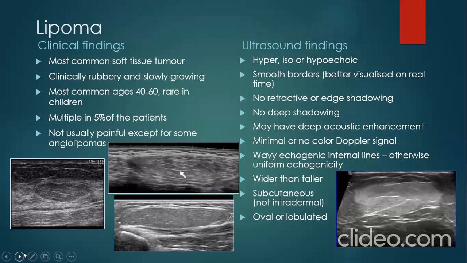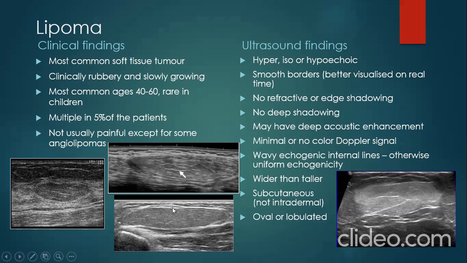Then moving on to the lipoma, this is the most common soft tissue mass. Clinically it is rubbery and slow growing, and it affects people between the ages of 40 to 60, sometimes found in children, but it is very rare. In 5% of the patients it is sometimes multiple, and it is not usually painful, except for angiolipomas.